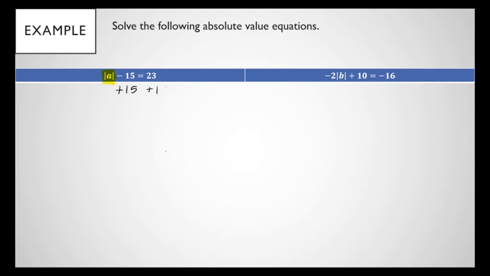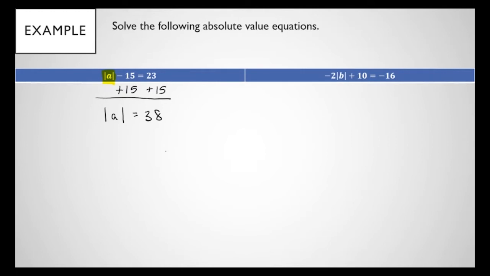So that is going to be the first step. On the left, I have the absolute value of A. And then on the right, I have 23 plus 15, which is 38. So we've got the absolute value by itself, and it's equal to a positive number. So that means we're going to have two answers.